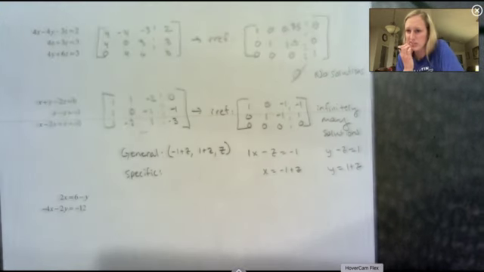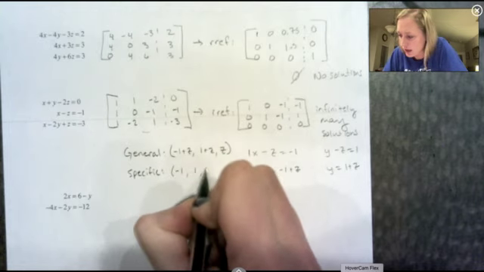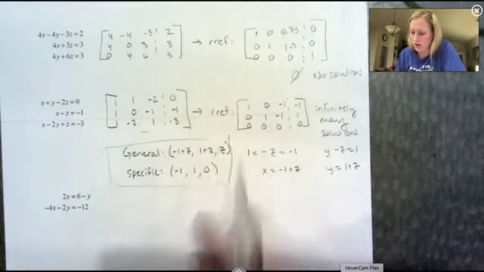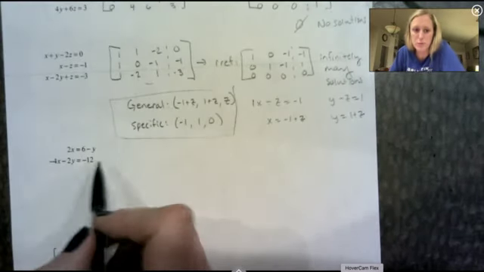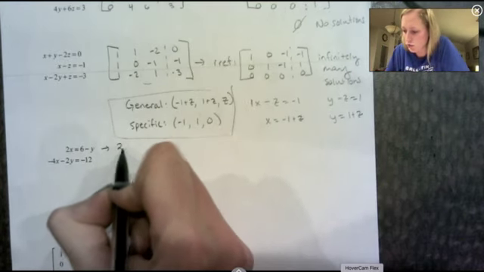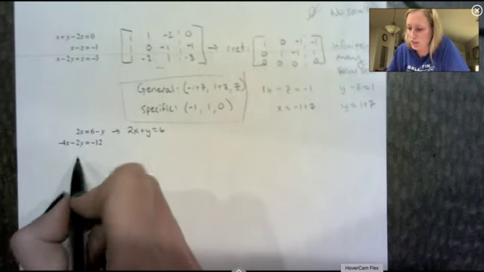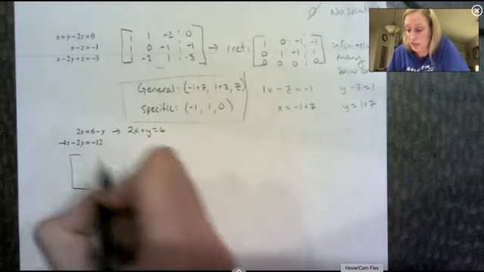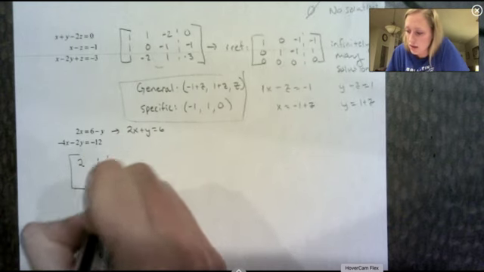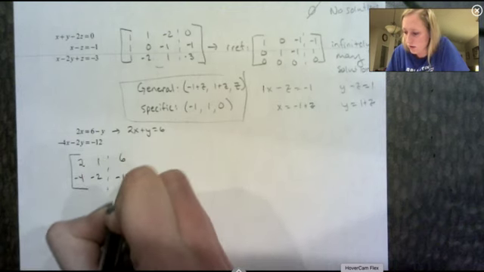Okay, so all in terms of z, I'm going to plug in 0 for a specific solution. So I would get -1, 1, and 0. Okay, all right. Remember, we want to have x's, y's, z's, and then a constant. So this one I could rewrite as 2x plus y equals 6. So that's important before we write our matrix. So I have just x's and y's. So it's 2 and 1 with a 6, -4, -2, -12.